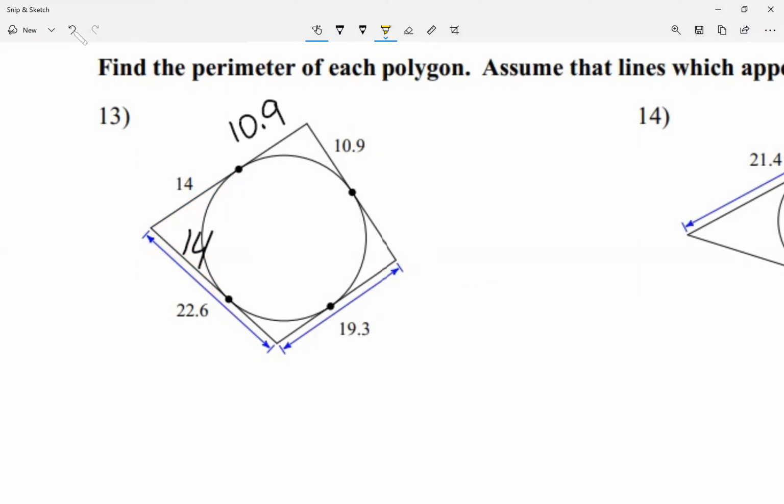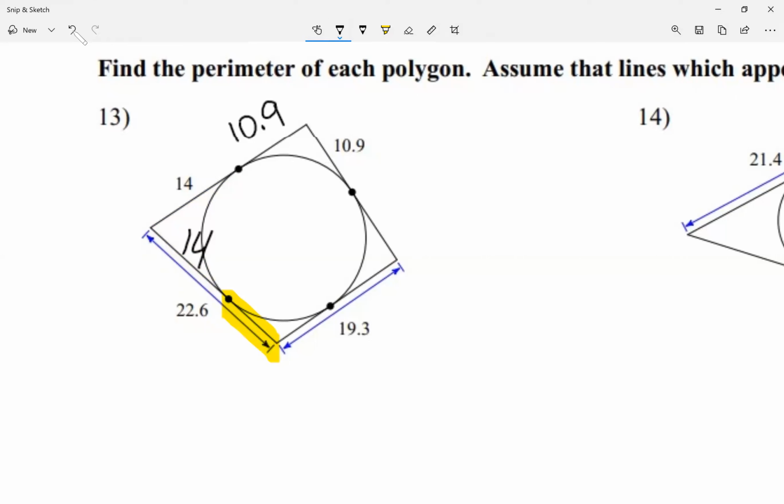Now, a segment that I cannot solve for right now is this tangent segment with this other tangent segment. I know those two are equal. Unfortunately, I don't know the measurement of either one. So those I cannot work on yet, but I can find this tangent segment.